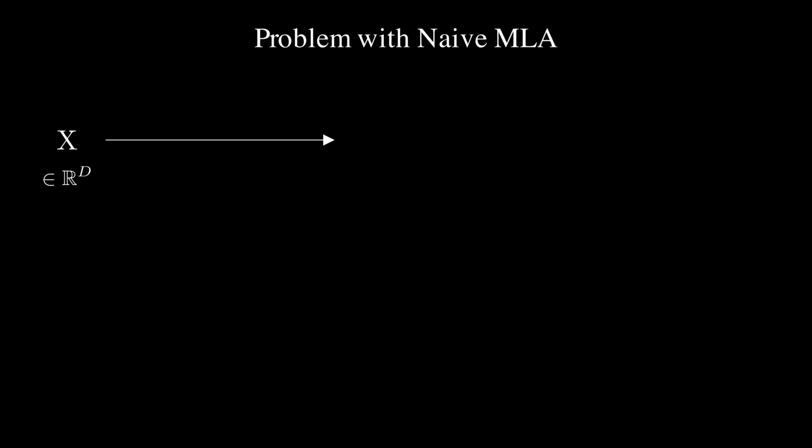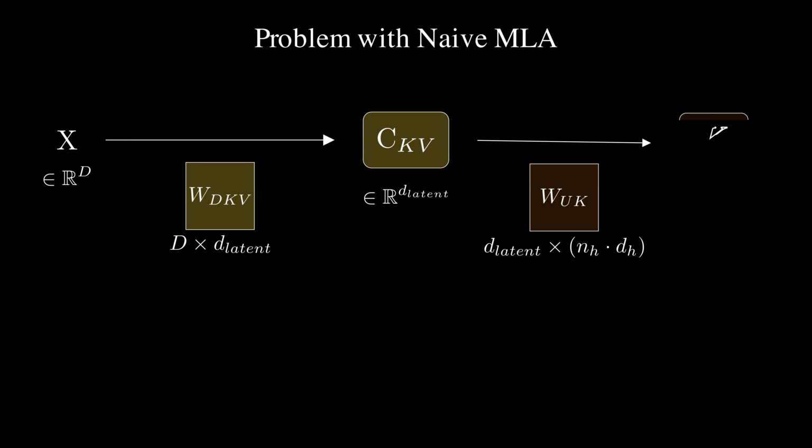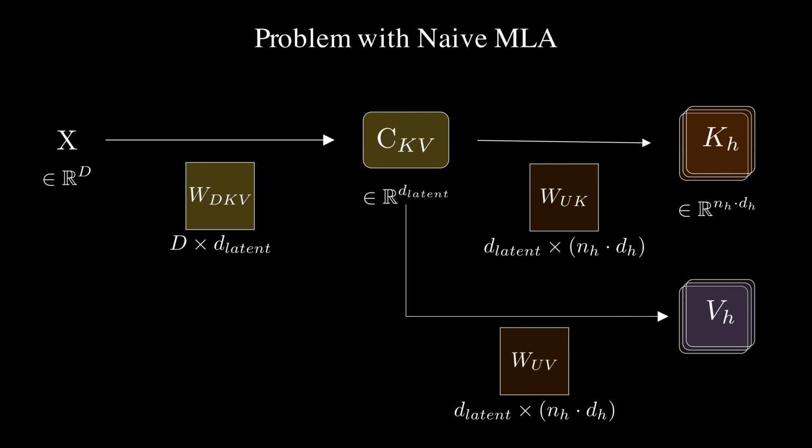We transform it into a shared latent KV representation using a down projection matrix WDKV of shape D cross D latent. This produces a compressed latent vector CKV. We then use another up projection matrix to reconstruct keys for all heads. WUK is of shape D latent cross number of heads times DH. And similarly, we also do the same up projection for values.